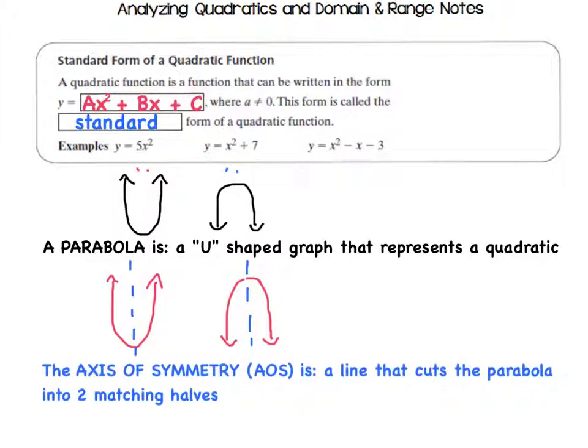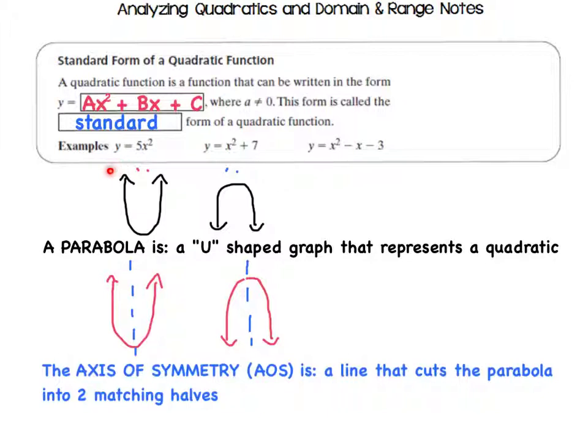Hey guys, today we're going to be analyzing quadratics and looking at their domain and ranges. So, the standard form of a quadratic function, we know, is y equals ax squared plus bx plus c. This is something we've seen before, where a is not equal to 0. We call this standard form. Notice you have a few examples of what standard form can look like.